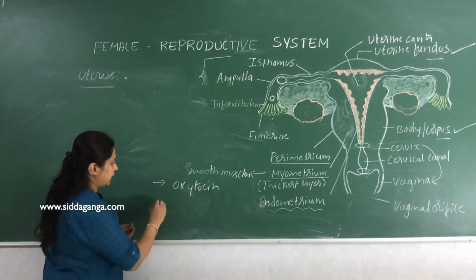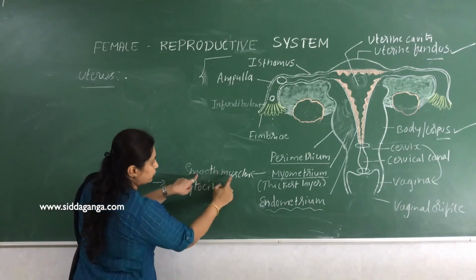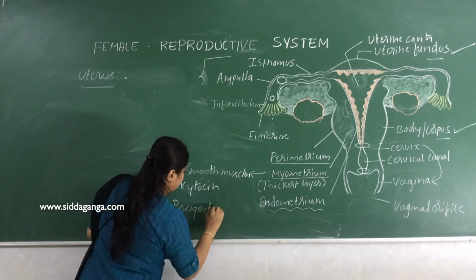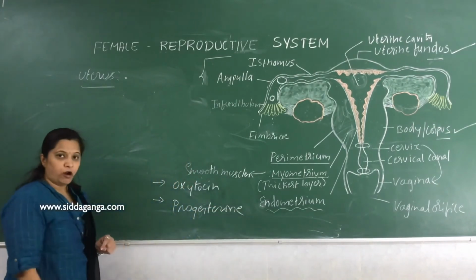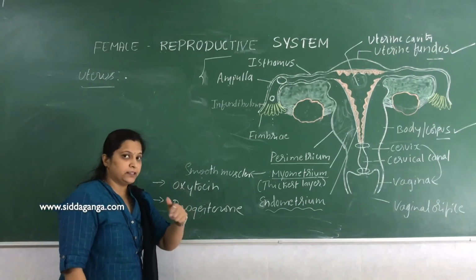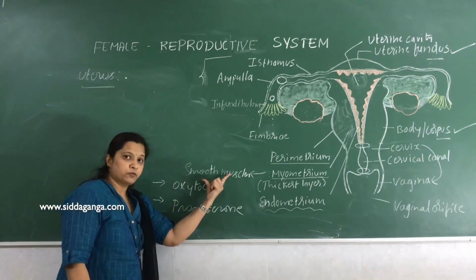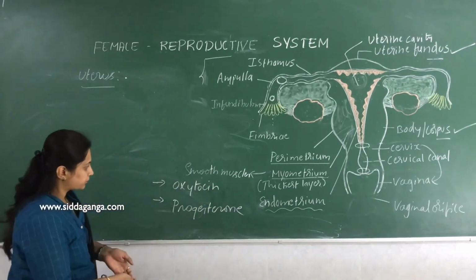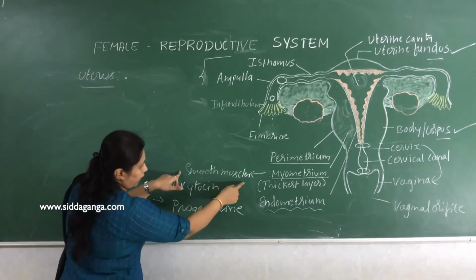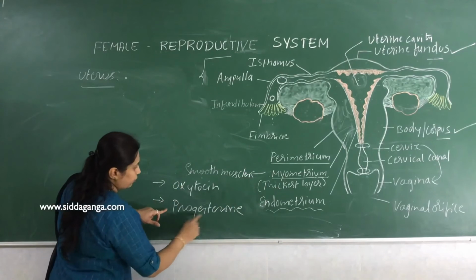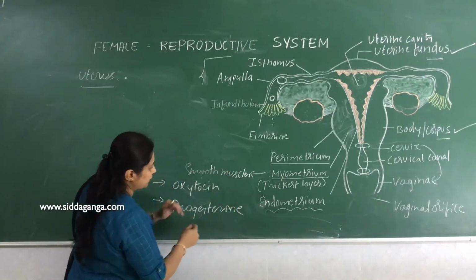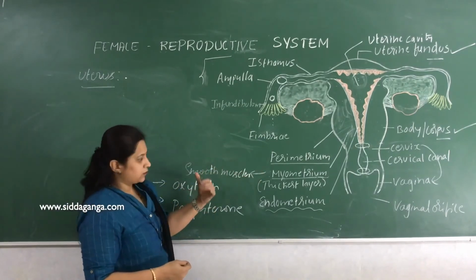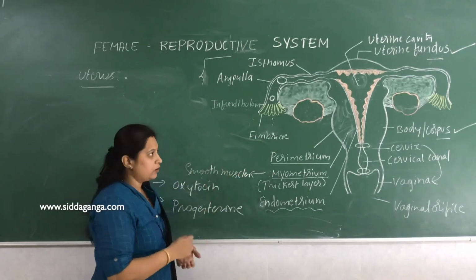But at the time of pregnancy, the contraction of smooth muscles is inhibited by another hormone, progesterone. Understood? Oxytocin causes the contraction of smooth muscles that helps in parturition. Progesterone inhibits the contraction of smooth muscles, which maintains the pregnancy. This is the myometrium. You have to remember which muscles are present in the myometrium and which is the thickest layer of the uterus.